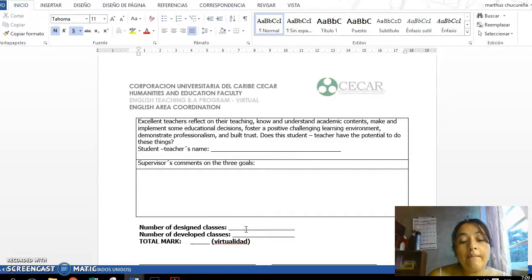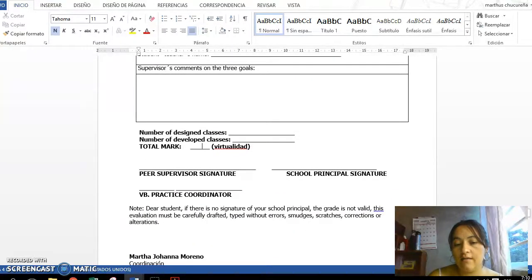Another important part is about the number of designed classes. You have to attach to this evaluation your schedule, in order to know how many hours you are teaching. If you tell me, I have 3 hours of classes, one with preschool, one with second graders, and one with first graders, I expect 3 lesson plans daily or weekly. So the number of designed classes has to be related with the number of lesson plans you have attached. This is very important. And the total mark is part of my job. You are not going to put anything here, and your advisor teacher neither.